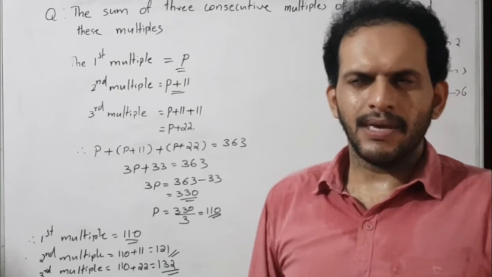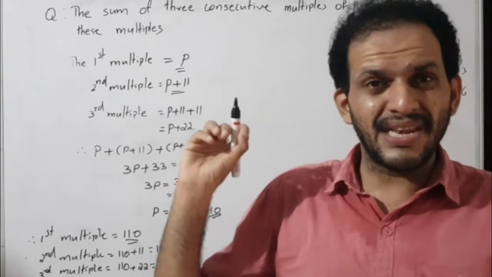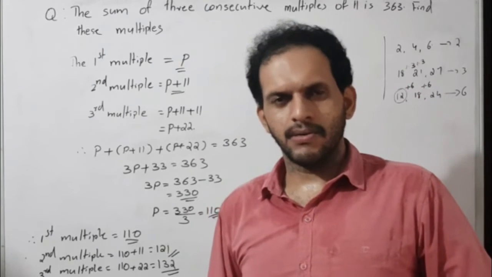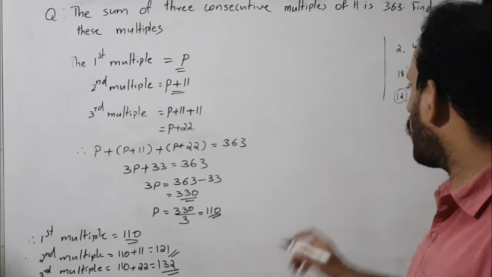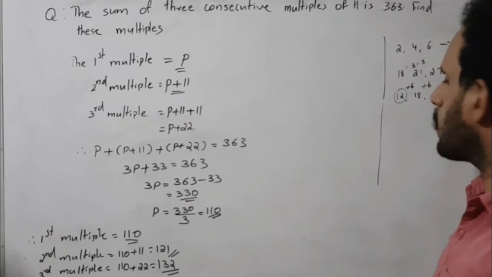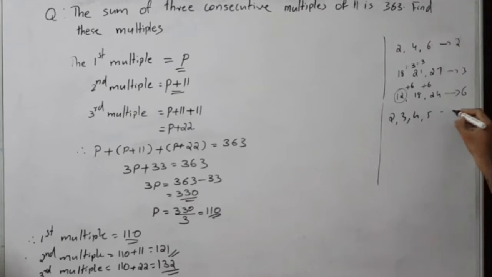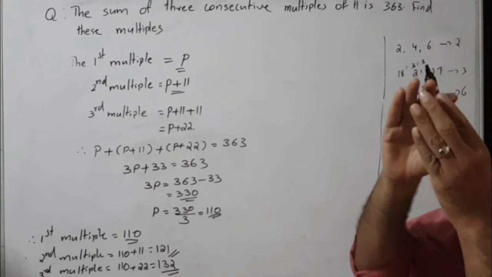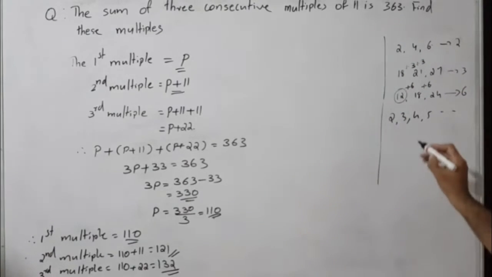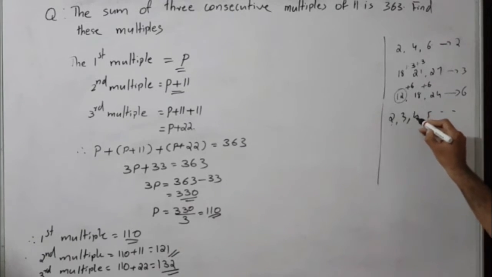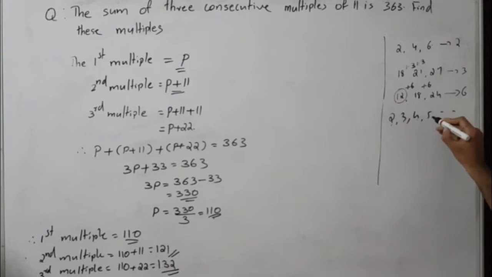Okay, so the question asks for consecutive integers. If sometimes the question asks consecutive integers, then how to write? What is the idea? What are consecutive integers? Consecutive integers means like this: 2, 3, 4, 5. Like this, the numbers are consecutive integers. If you know the first one, how to get the second one? The first one plus 1 is the second. First one plus 2 is the third. First one plus 3 is the fourth.